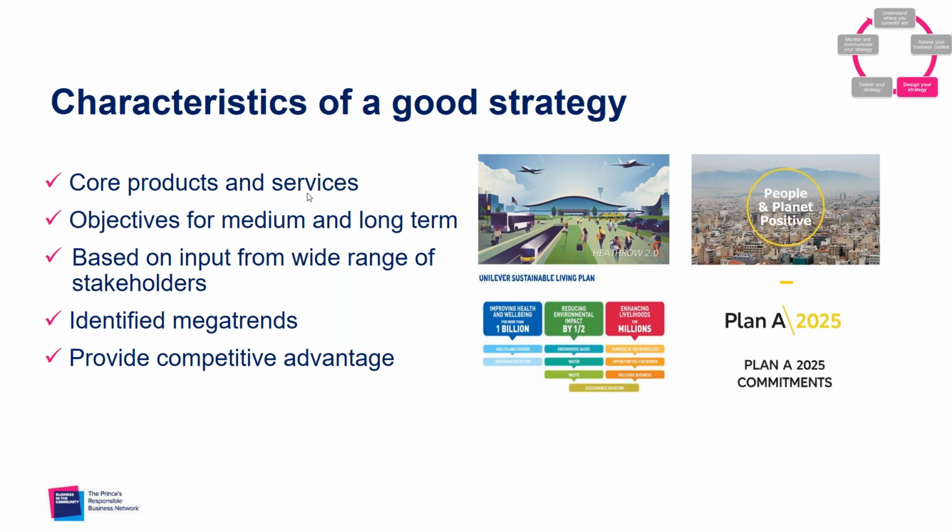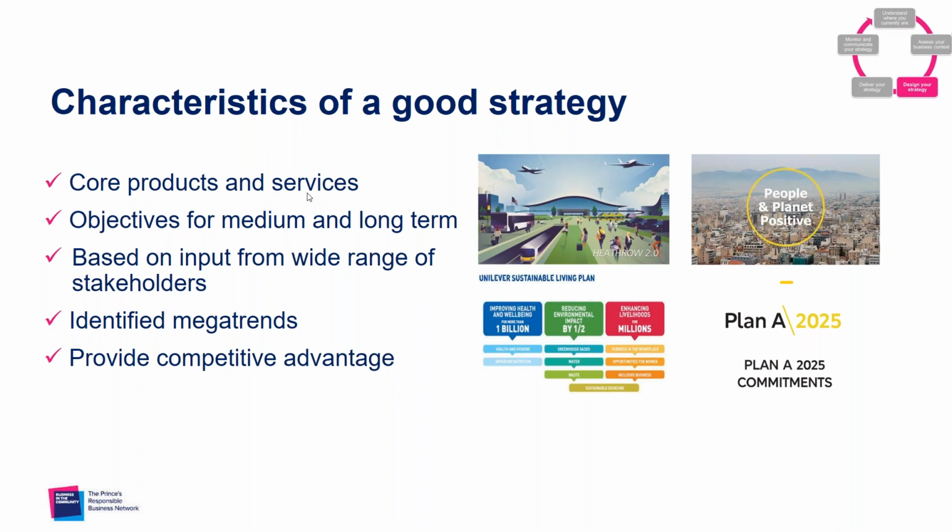All of these strategies have involved a wide range of stakeholder engagement and analysis. Again, as we said before, that's really important. So bringing your stakeholders on board with your vision as well. They've all taken into account megatrends, which feed into the long-term objectives. And as they're aligned to core products and services, they have the potential to provide competitive advantage. I think the stat with Unilever's strategy and vision is that their sustainable range of products and services have grown at twice the rate of their other range. So you can really see that sustainability is driving business advantage there.